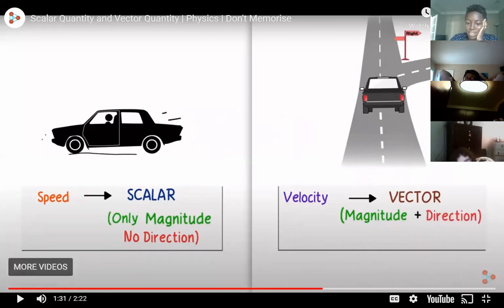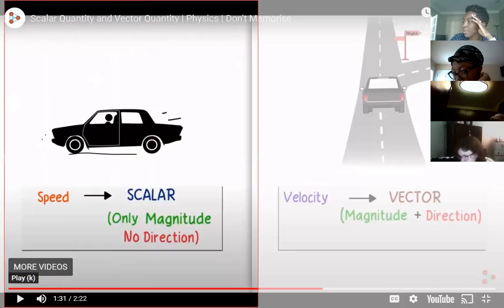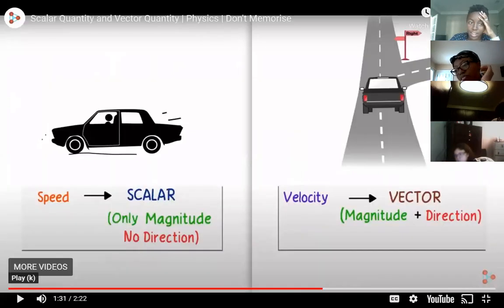Right, so I'm gonna screenshot this. Under scalar, you can also write speed. Wherever you got your scalar definition, you can write speed. And wherever you have your vector definition, you could write velocity. I'm going to take a screenshot of this and put it in your Schoology. It's kind of good because you can remember that velocity starts with a V, like vector.